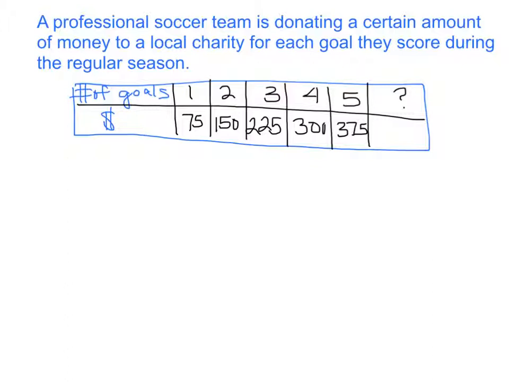A professional soccer team is donating a certain amount of money to a local charity for each goal they score during the regular season. So they've given us the table that shows the number of goals, 1, 2, 3, 4, 5, and so on, and the money that they're going to donate. So you first want to graph the set of data so that you can see the relationship that's happening.